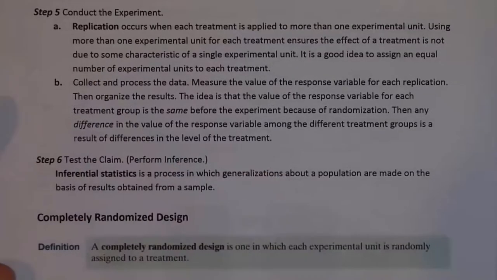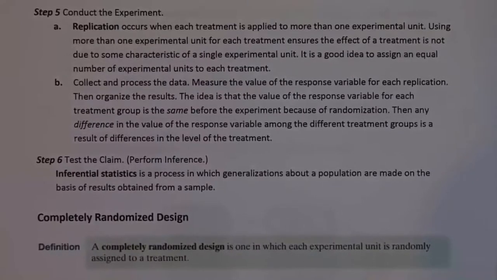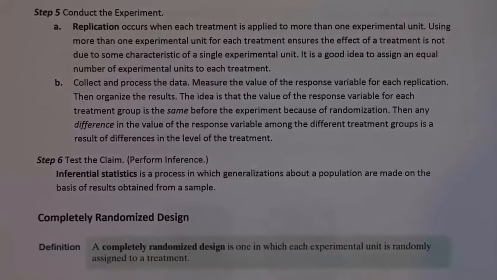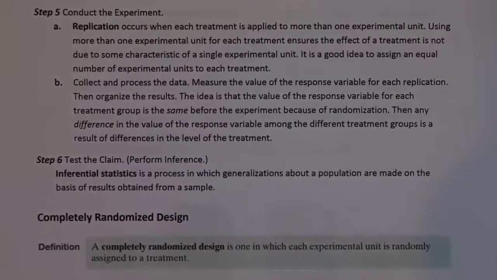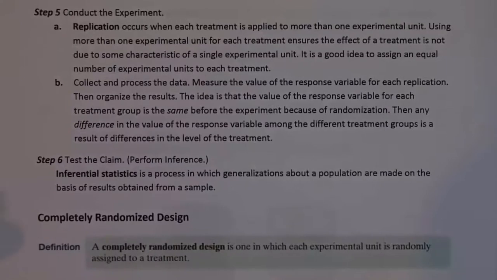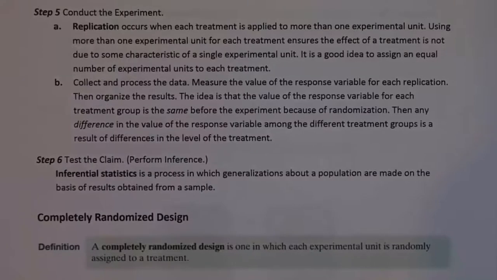Now, replication occurs when each treatment is applied to more than one experimental unit. So by using multiple individuals, we are repeating the treatment to multiple individuals. Using more than one experimental unit for each treatment ensures the effect of a treatment is not due to some characteristic of a single experimental unit. So by using replication, we're not ending up with flukes that might occur for one individual that don't occur for other individuals.